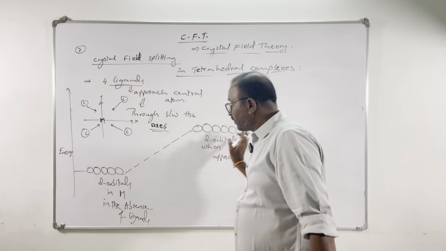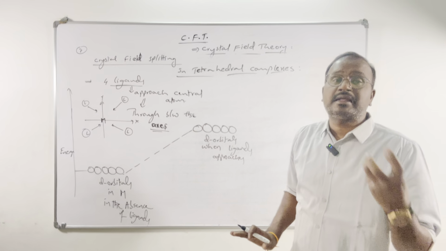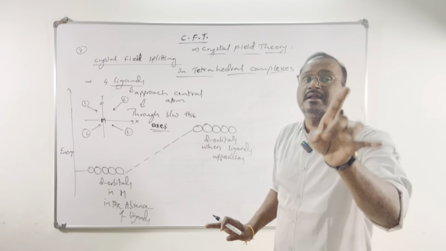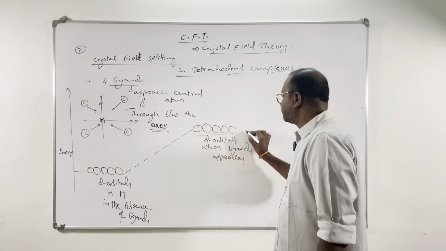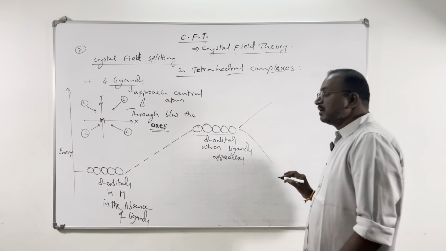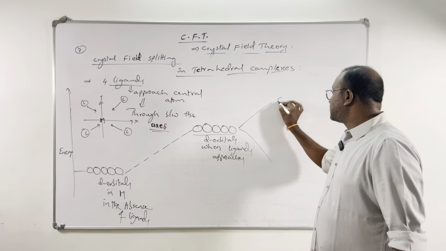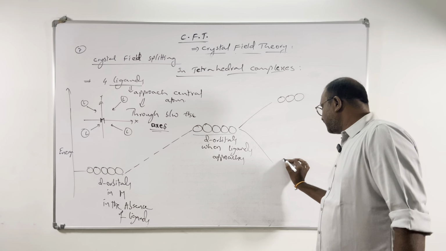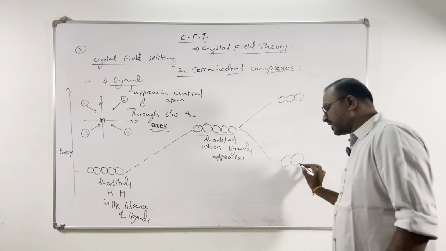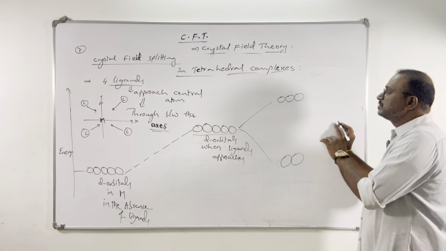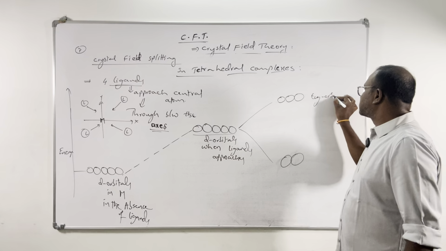When the ligands come very close, then secondary interaction will appear. Secondary interaction between metal and ligand means repulsion. Due to that repulsion, these five d orbitals will split into two groups, T2g and Eg. I am drawing just circles for the time being. So these are the T2g orbitals.